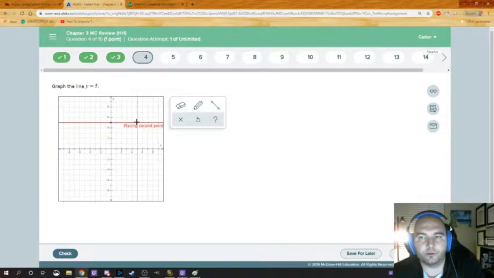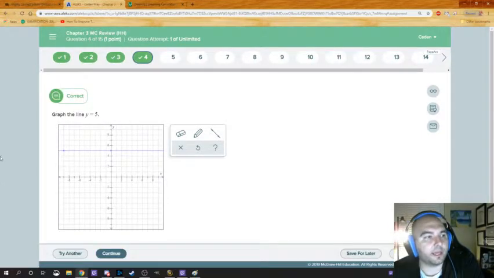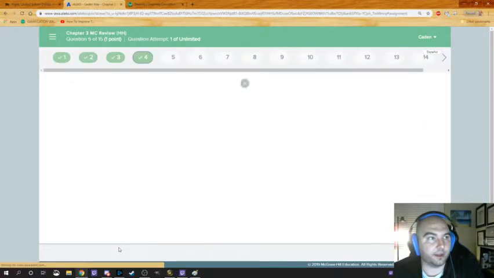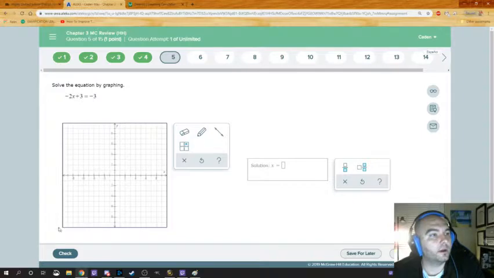So what I'm trying to do here is illustrate. I could click anywhere, here, there. And as long as it makes a horizontal line, I'm doing the right thing, okay? Keep in mind, y equals something makes a horizontal line. x equals something makes a vertical line. Will you see vertical lines? You might.